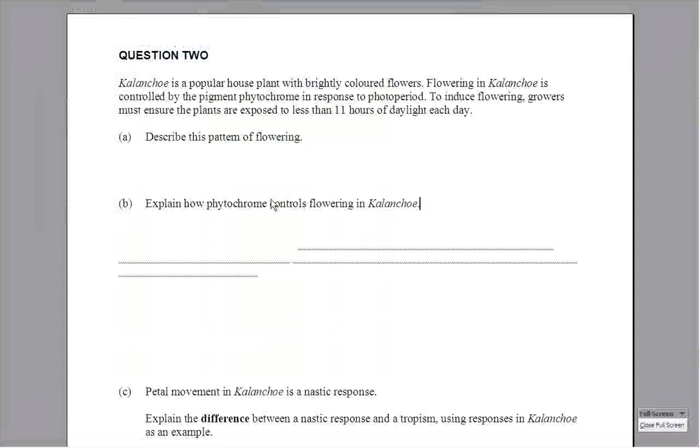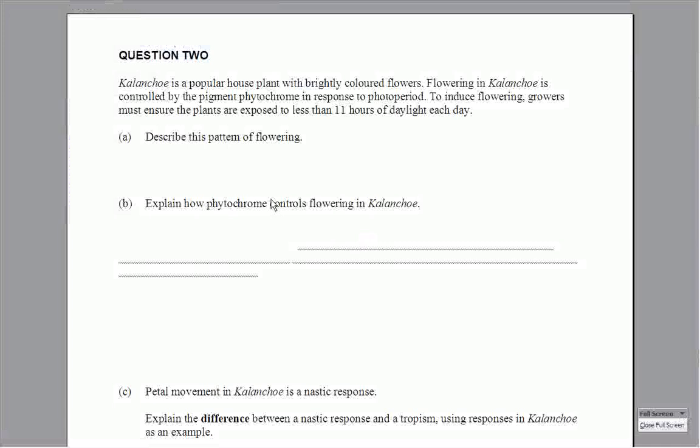Question 2. Kalanchoe is a popular houseplant with brightly coloured flowers. Flowering kalanchoe is controlled by the pigment phytochrome in response to photoperiod. To induce flowering, growers must ensure the plants are exposed to less than 11 hours of daylight each day. Describe this pattern of flowering.